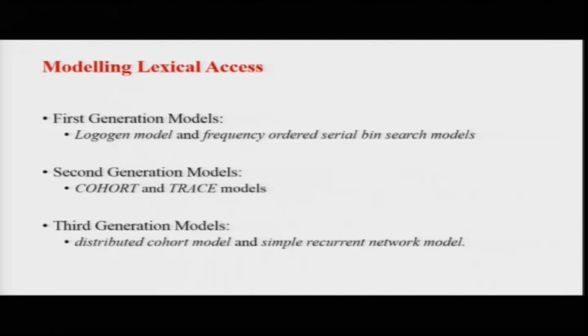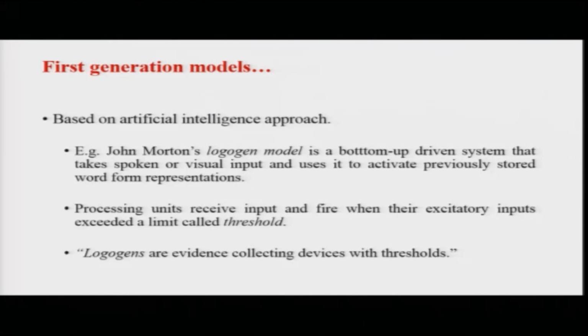Now, people have modeled this process of lexical access in many ways. I will talk to you about the first, second and third generation models. I do not know what portion I will cover in today's lecture. So, the first generation models are the logogen model and the frequency ordered bin search model. Then there are second generation models, the cohort and the TRACE model, and then there are third generation models, which are the distributed cohort model and the simple recurrent network model. Let us move to these models already.